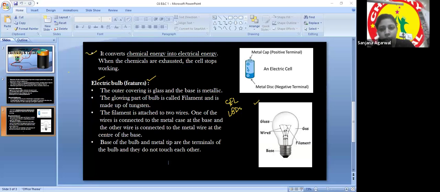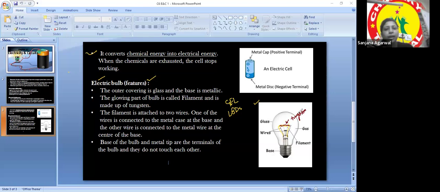Now in between, you see these two strands, and these are connected with a very thin and light wire. If we gently shake the bulb, this wire will start shaking with the bulb. The main lead role is of this material, which is made up of tungsten. It is a special element. We cannot make it of iron, copper, silver, gold. No, tungsten has special properties.